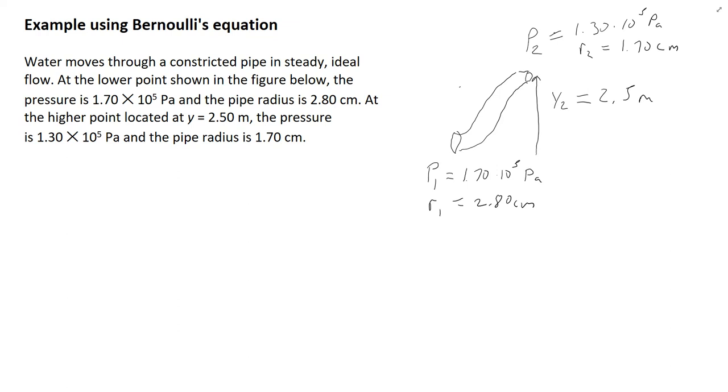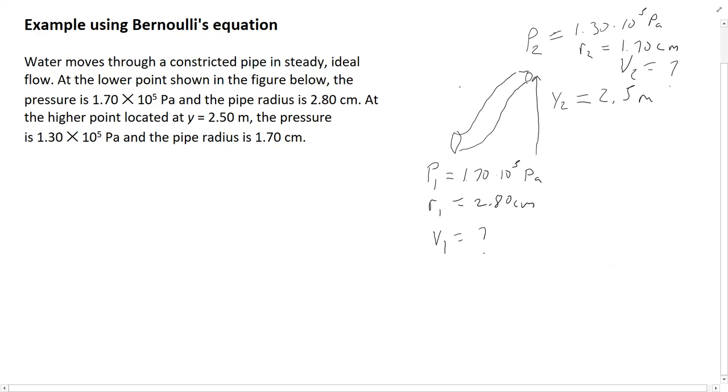I have marked the pressure and the radius at both the top and the bottom of the pipe, and the top of the pipe is 2.5 meters higher than the bottom of the pipe. The goal is to find the speed of the fluid both at the top and at the bottom. So we want to find V1 and we want to find V2. Since we have two unknowns, we're going to need two equations. But that's okay, we have enough information to use two equations.